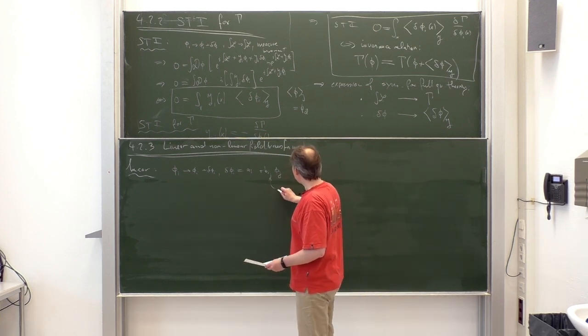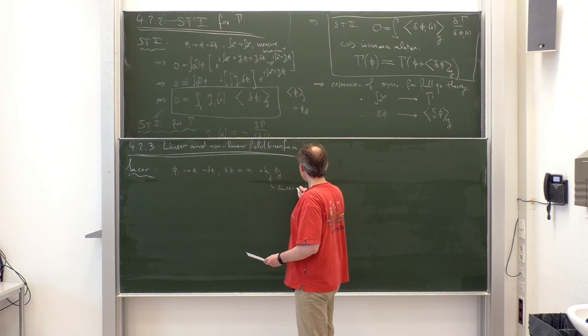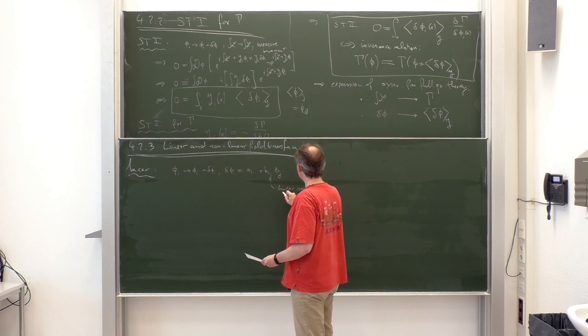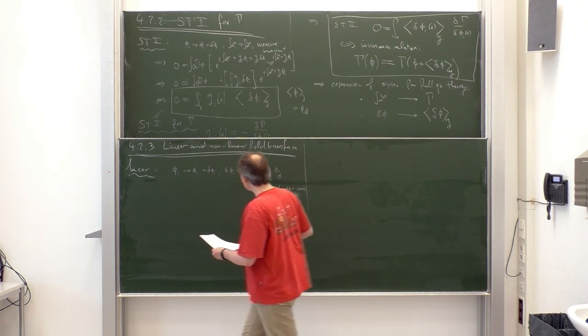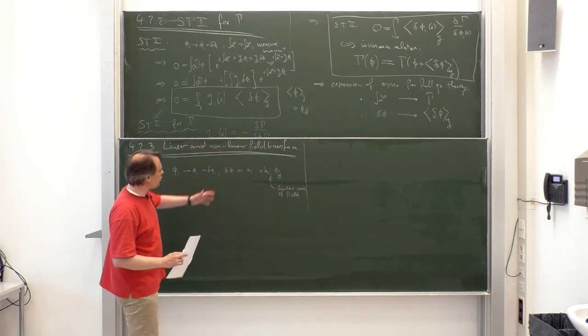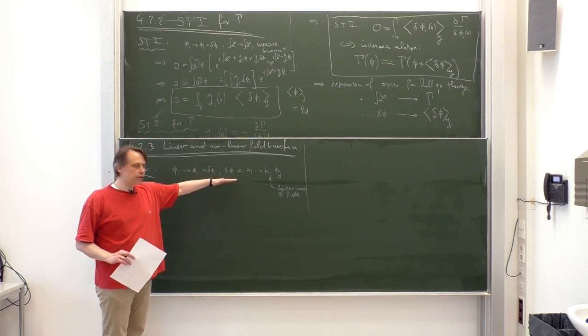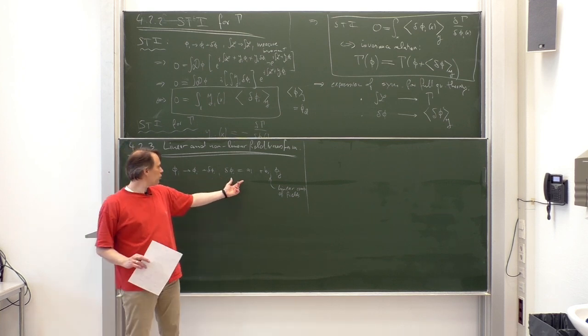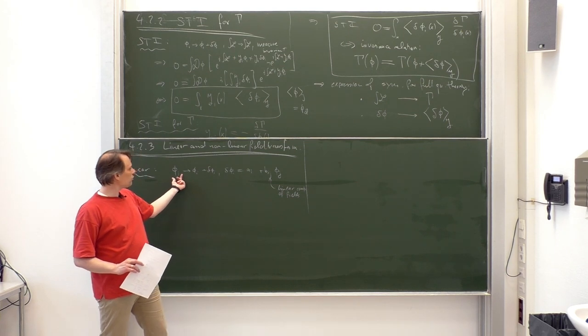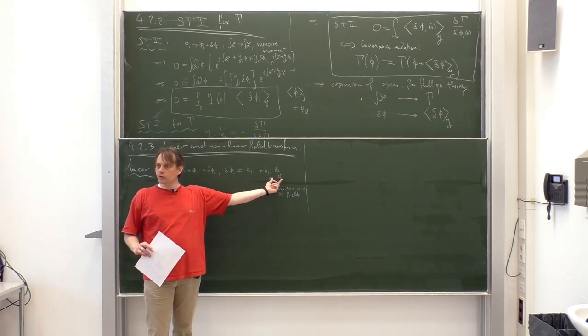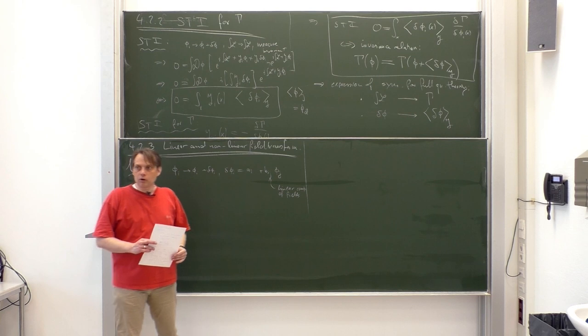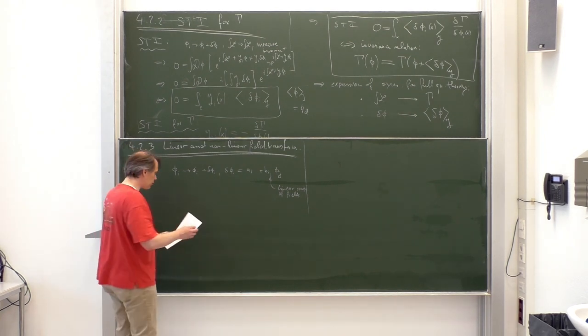And this is a linear combination of fields. So that would be the classical expression of our field transformation, and then we go to the quantum theory. All of this becomes operators, and then we have here an operator transformation, where on the right hand side we have a linear combination of our fundamental field operators.